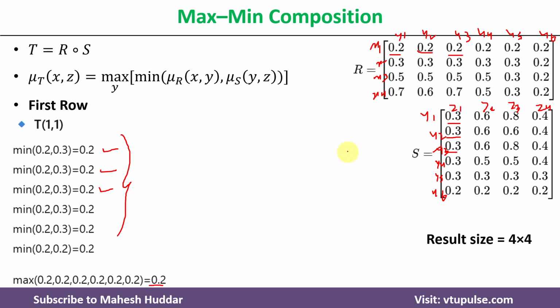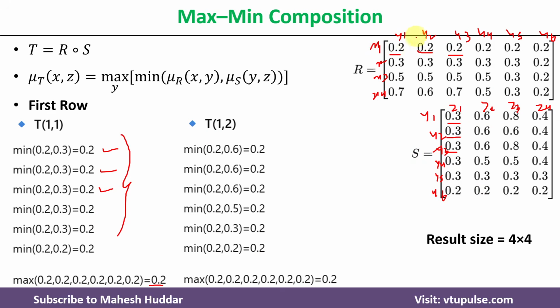Yes. So now I will consider the first row with the second column. Here x1, y1 will be compared with y1, z2, that is in between the values 0.2 and 0.6. Here the minimum value is 0.2. So next the comparison is between x1, y2 with y2, z2, that is 0.6. So in between we will get the minimum value as 0.6. Similarly, we need to find the remaining values. Once you find all the values, next we need to check which is the maximum value. Here the maximum value is 0.2.